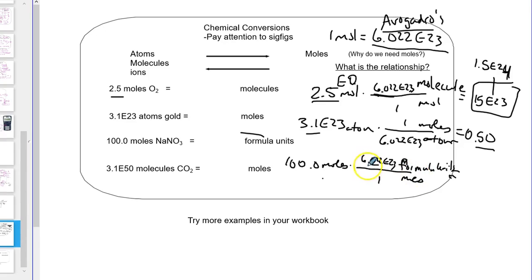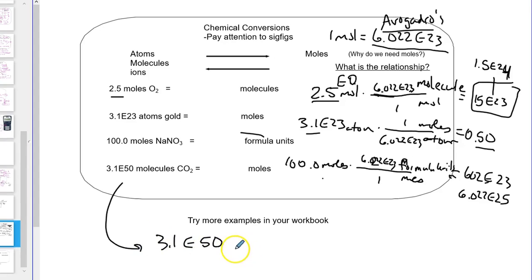And 6 times 100 is 600. Okay, so 602 e to the 23rd is my answer, or 6.022 e to the 25th would be my same equivalent value. This guy right here, okay, 3.1 e to the 50th molecules, so I have more than 1 mole.